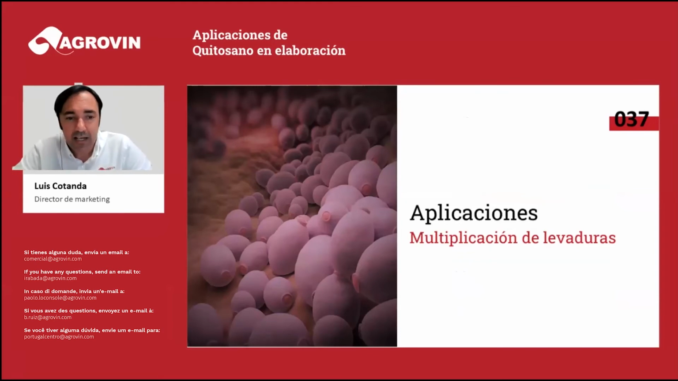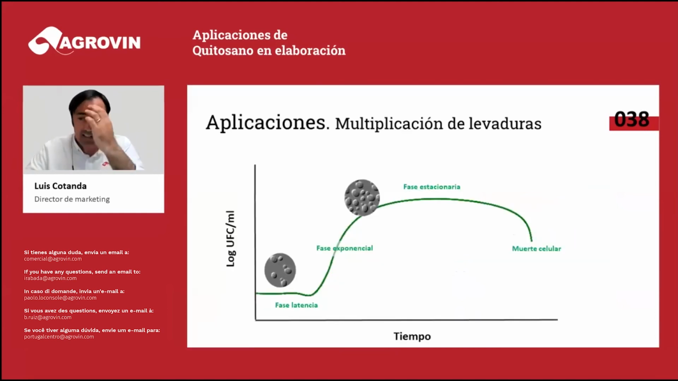Another application of chitosan before fermenting would be the multiplication of yeasts. I would like to sum up very simply the different phases of yeast multiplication during standard fermentation. In this graph, you can see the evolution. In principle, we inoculate the yeast, then there is a latency phase, or lag phase, the length of which is going to depend on the temperature, the sulfur dioxide, and also the strain chosen for fermentation. So during this phase, the yeast is going to get ready for the new conditions.